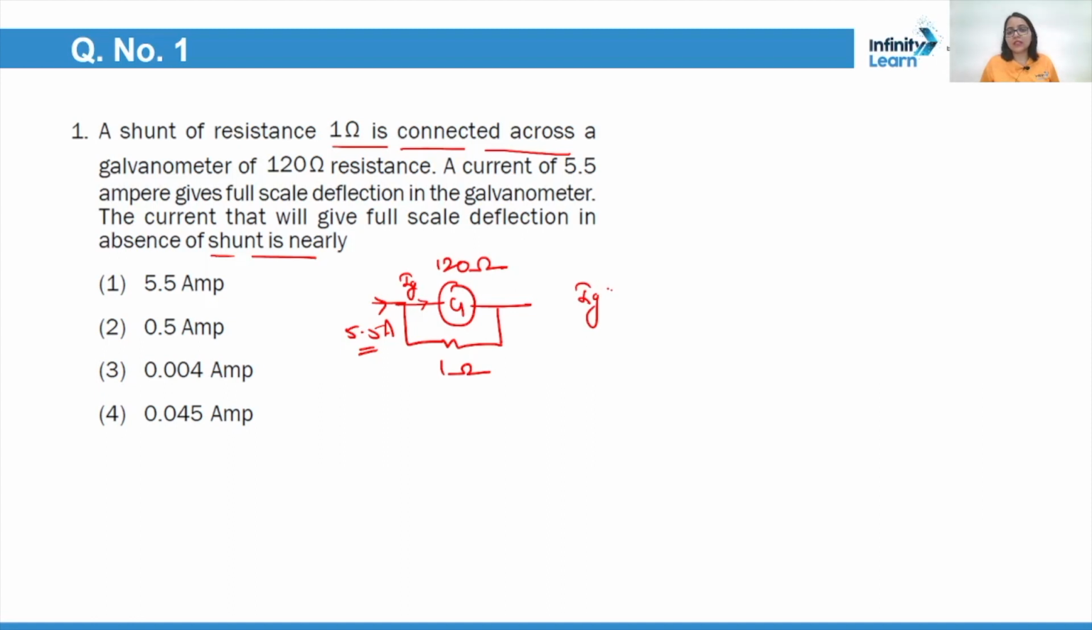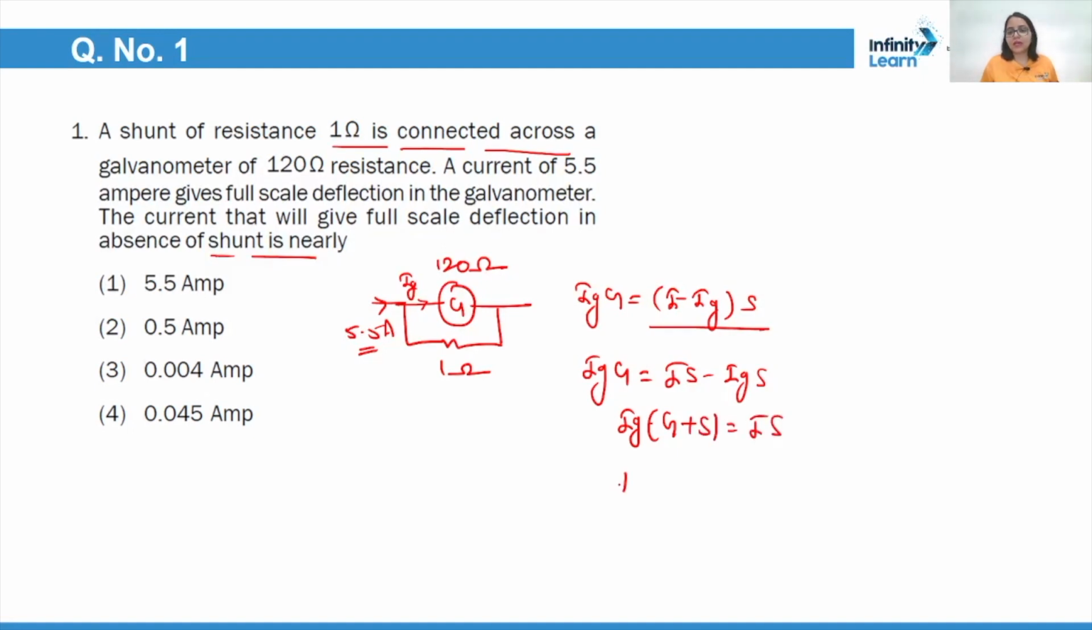So we know that Ig into G is equals to I minus Ig into S, that's the equation. So Ig into G is equals to Is minus Ig into S, right? So Ig into G plus S will be I into S. So Ig will be Is divided by G plus S, right? So I is 5.5. S is 1 divided by 120 plus 1, that is 121. So approximately this will be option 4.